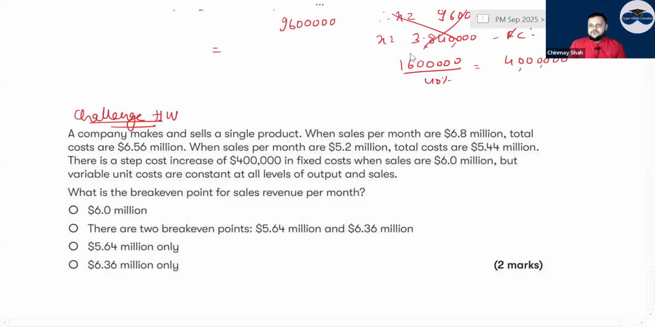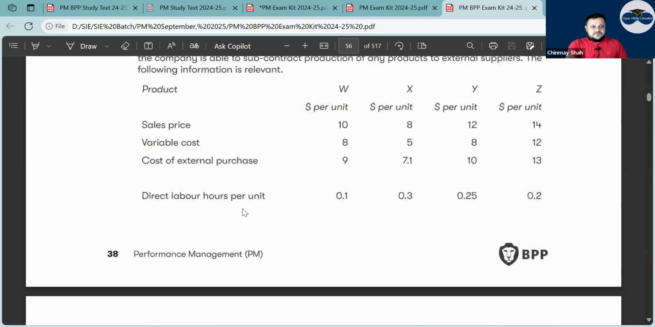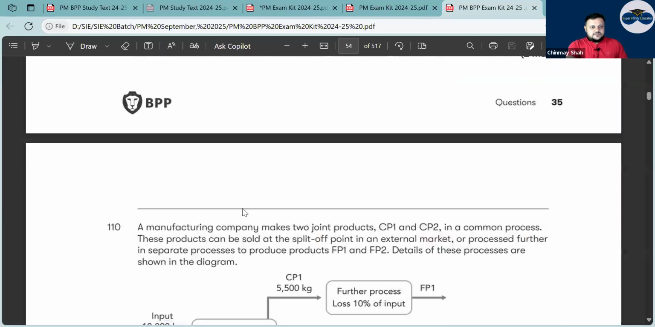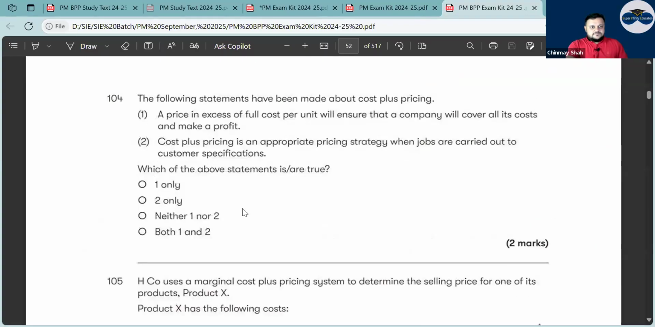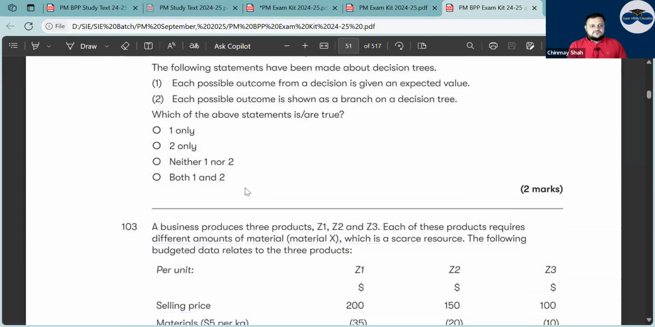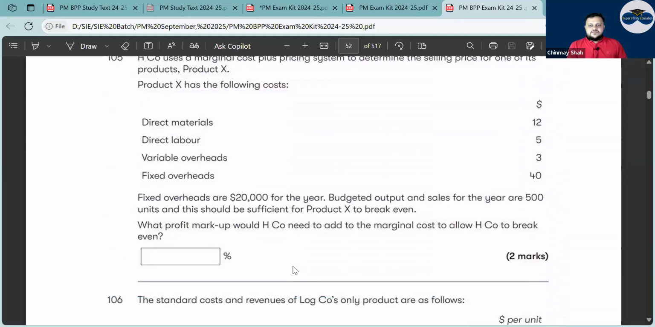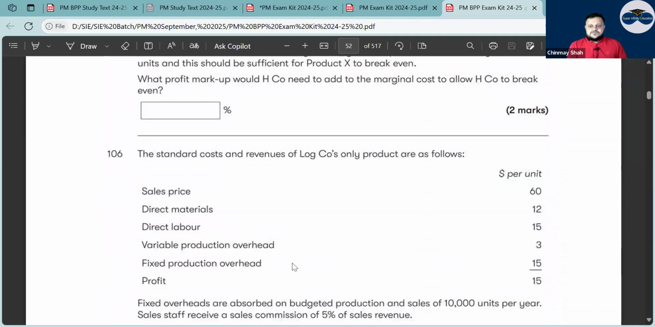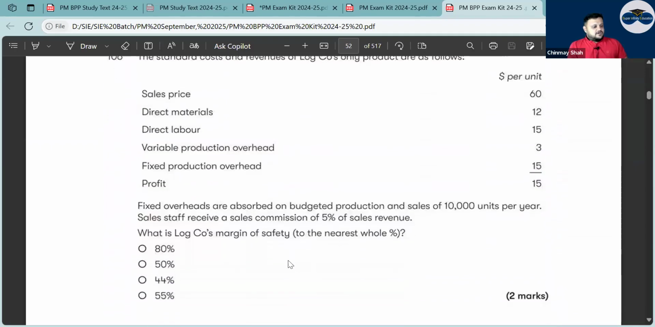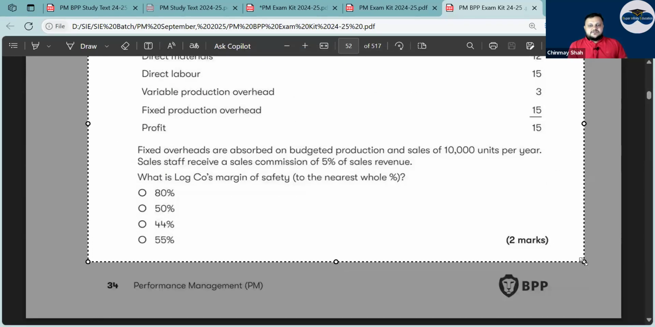Quickly, let's go ahead. Can we do any other question? Come into the notes. Which was it? 102, 104 are also there. Good questions. 105, 106. Can you do margin of safety percentage? This is homework. Write down 106 BPP exam kit or I'll paste it up there.